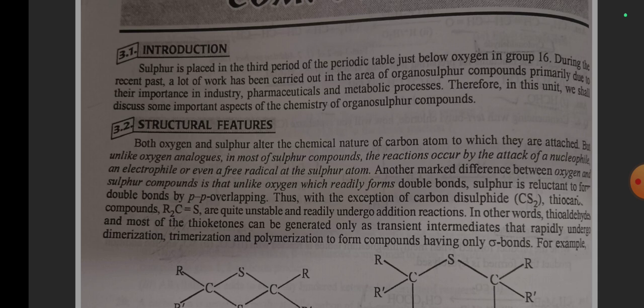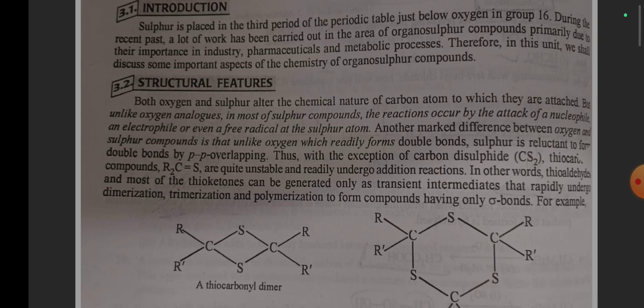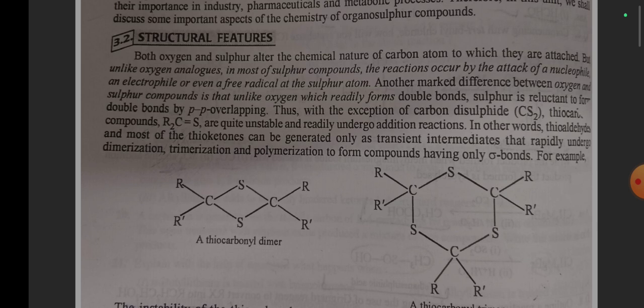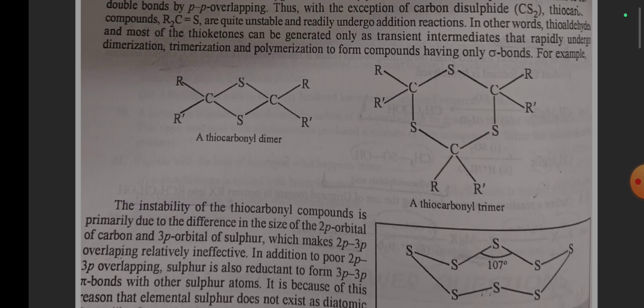Thus, with the exception of carbon disulfide, thiocarbonyl compounds are quite unstable and readily undergo addition reactions. In other words, thioaldehydes and most thioketones can be generated only as transient intermediates that rapidly undergo dimerization, trimerization, and polymerization to form compounds having only sigma bonds.